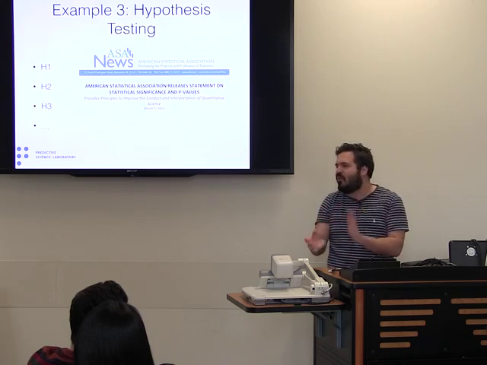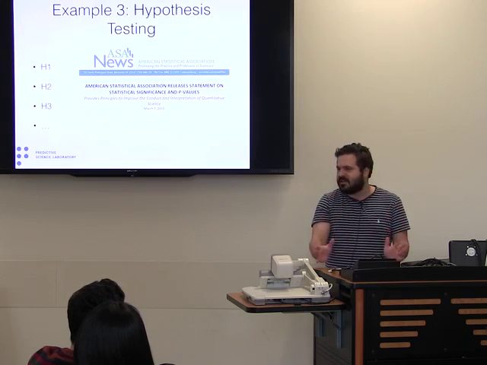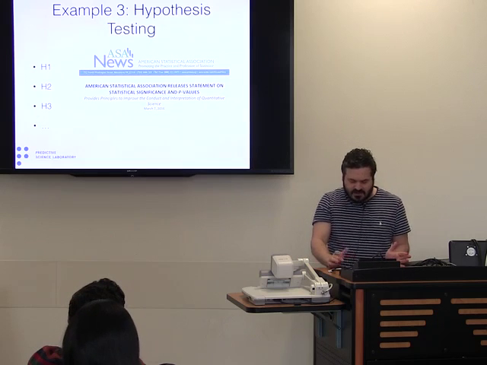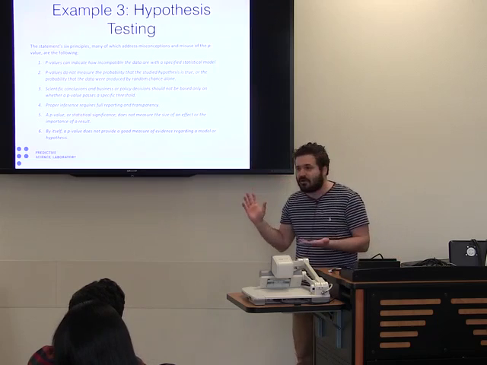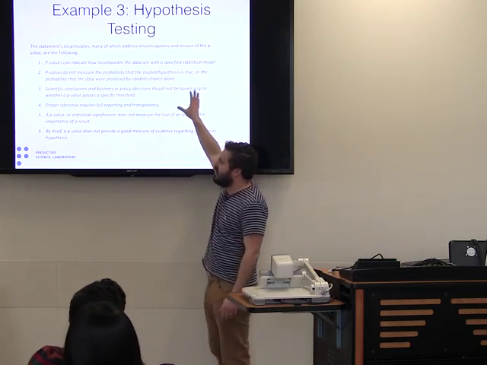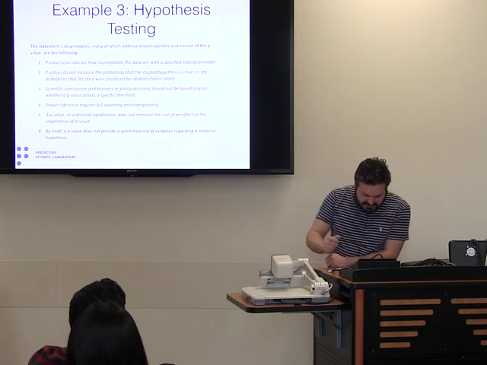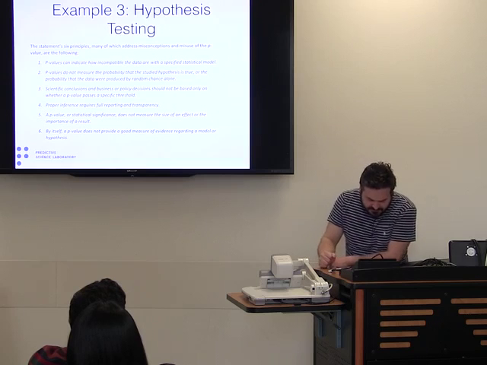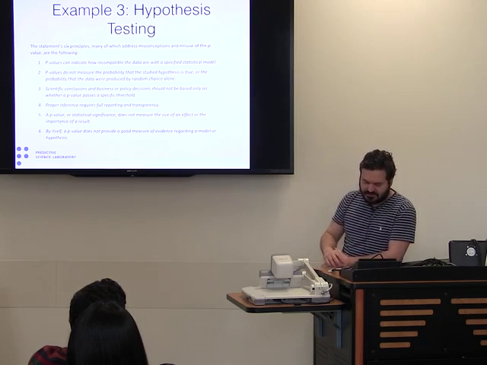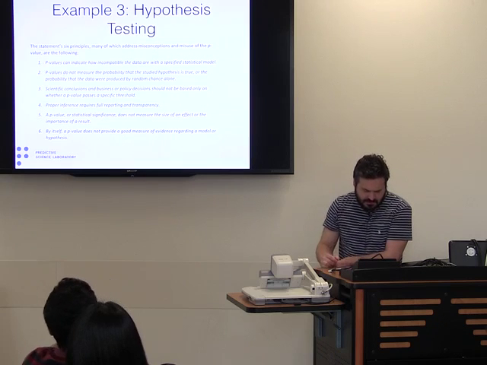Now, if you don't know what it is, everything I'm going to say in the next slide is not going to make any sense to you. But if you do, here are some of the problems with p-values that have been identified by the American Statistical Association. Let me just read you a few things. P-values can indicate how incompatible the data are with a specified statistical model. And that's exactly what they do.